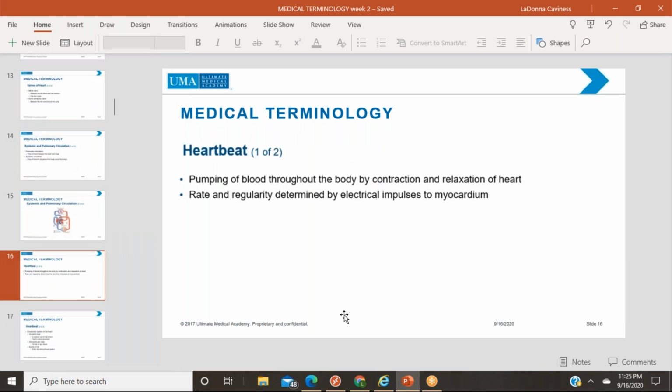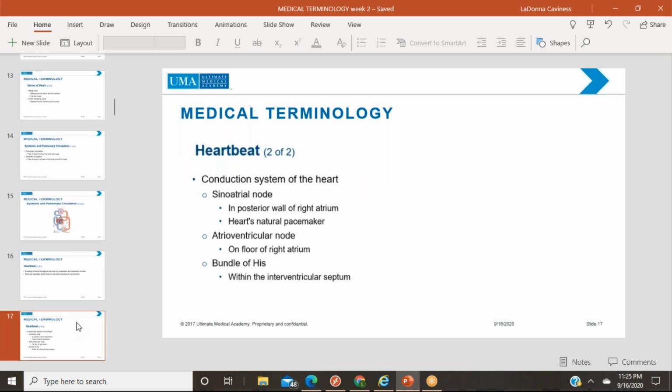Heartbeat. Pumping of blood throughout the body by contraction and relaxation of the heart. The rate and regularity are determined by electrical impulses of the myocardium. Conduction system of the heart: the sinoatrial node, on the posterior wall of the right atrium, is the heart's natural pacemaker. The atrioventricular node is on the floor of the right atrium, and the bundle of His is within the interventricular septum.